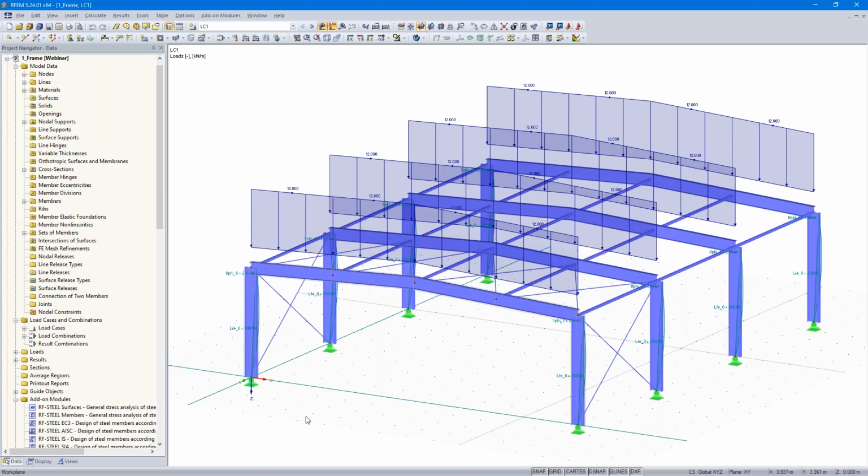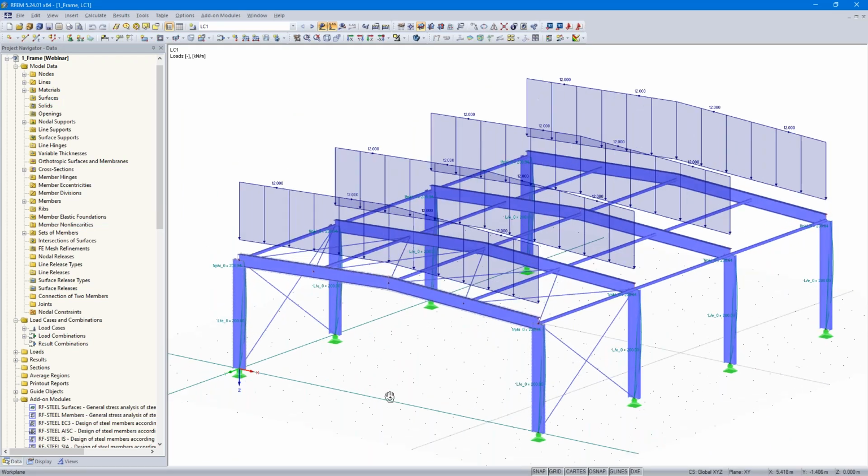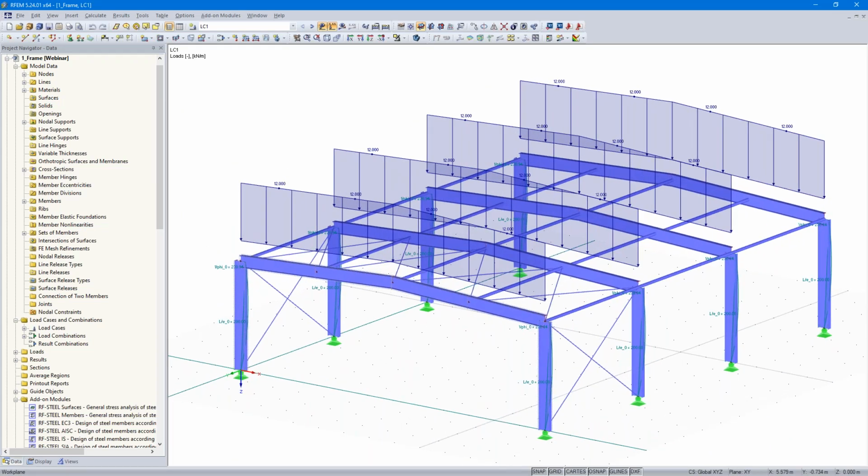We turn to the program RFEM. A simple steel structure. I could also use RSTAB. It would be the same workflow, but in this webinar, I use RFEM. The construction is stiffened in X direction by frames and in Y direction by bracings, here in the roof and in the walls. Okay, there's only one load and one load combination.